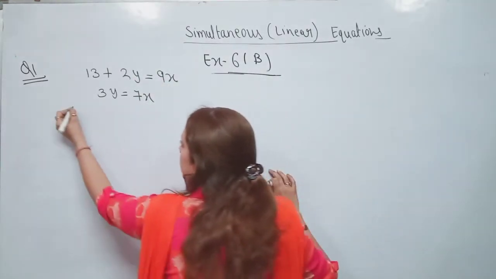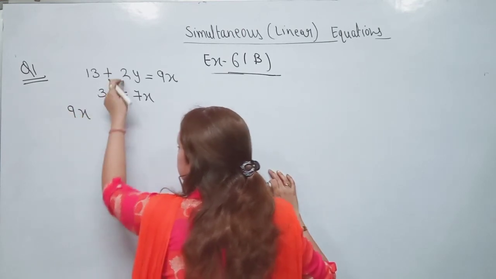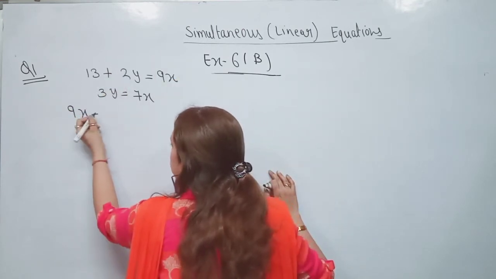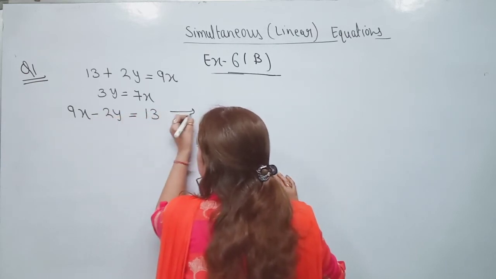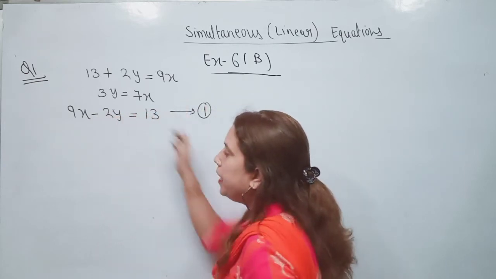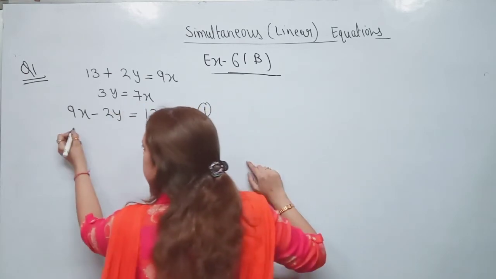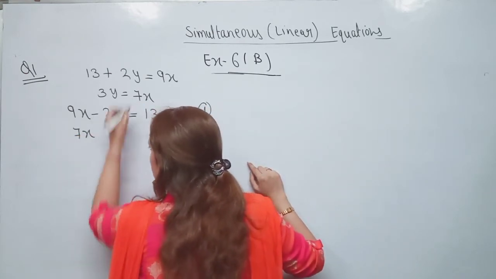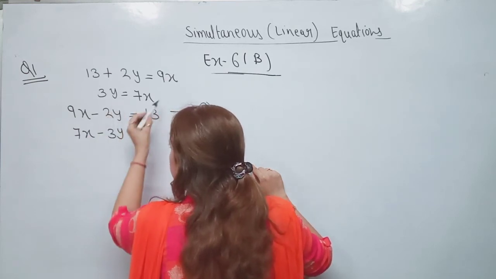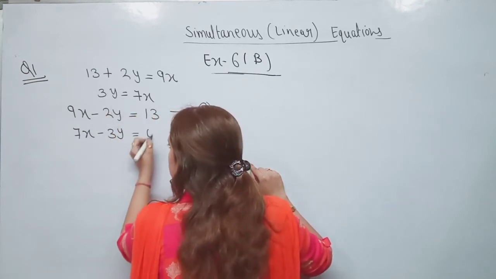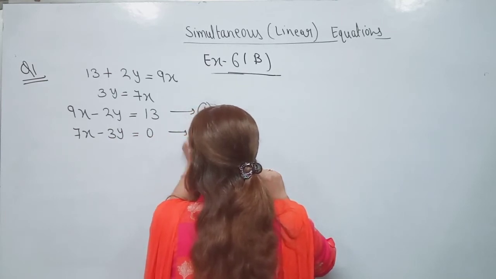So it will be 9x minus 2y is equal to 30. Let this be equation first. Okay, and the second equation, 7x minus 3y is equal to 0. Equation second.